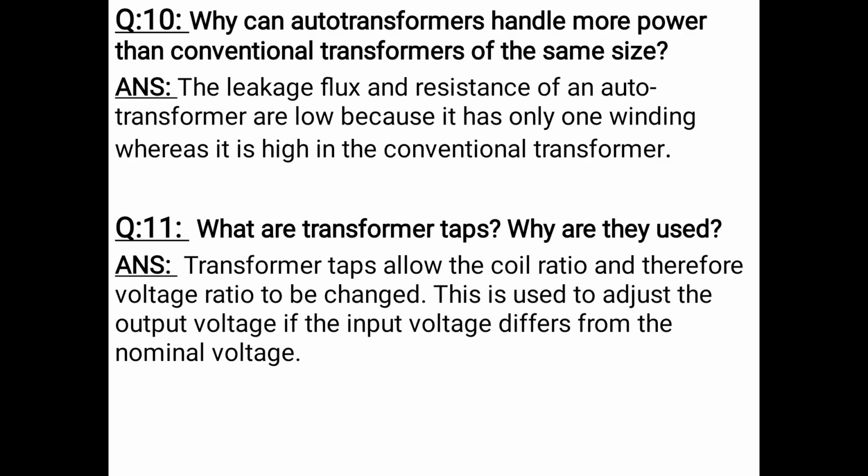Why can autotransformers handle more power than conventional transformers of the same size? The leakage flux and resistance in an autotransformer are low because it has only one winding, whereas they are high in a conventional transformer.